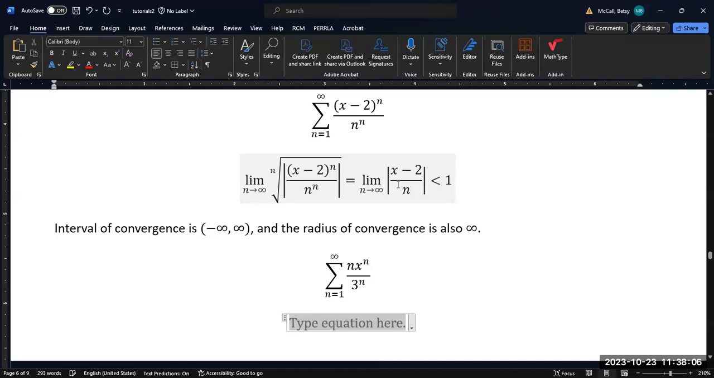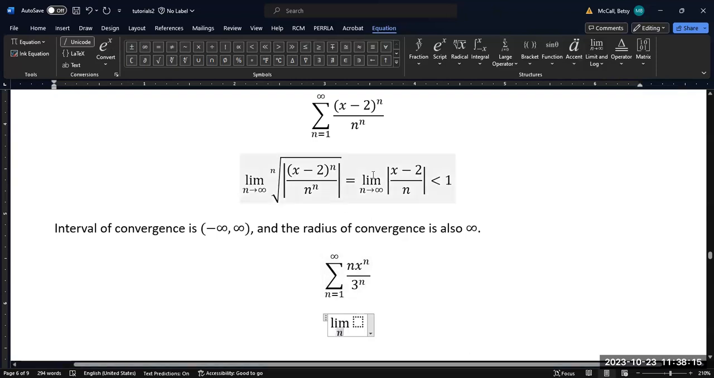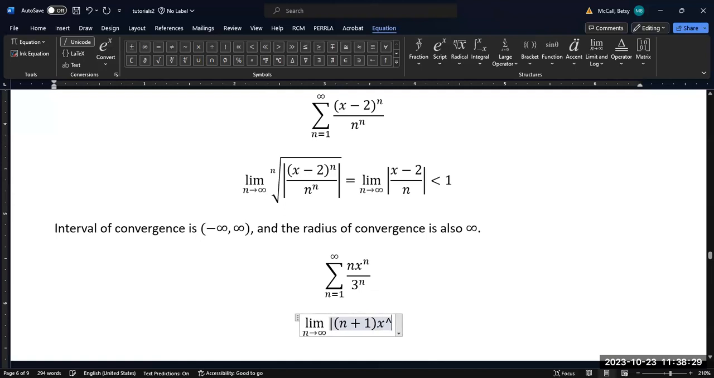Now, again, in this case, we can do either the root or the ratio test. It's very common to do the ratio test, so I will just continue with that tradition. But this one would also be totally fine to do with the root test because there's no factorials. So this would be n plus 1, x to the n plus 1 divided by 3 to the n plus 1, and then times the reciprocal, 3 to the n over n x to the n.